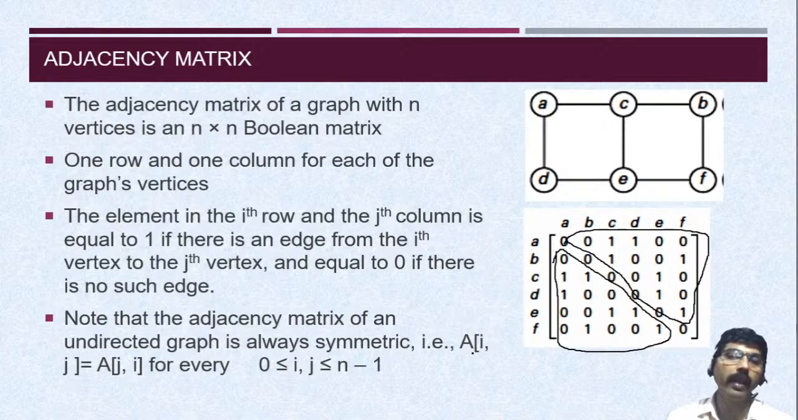That is represented as A[i][j] is equal to A[j][i] for every i. A to B is 0 here, A to B is 0 here. A to C, sorry, A to C is 1 here, A to C is 1 here. So symmetric.